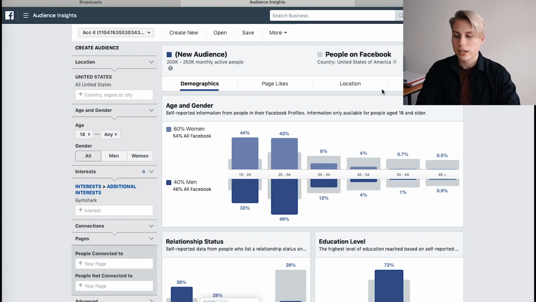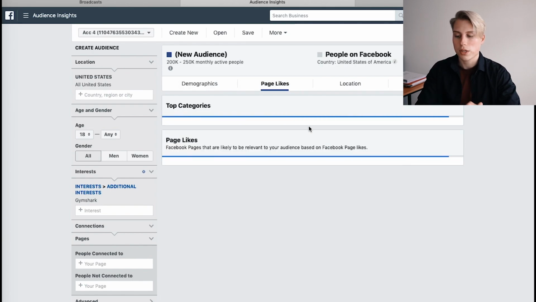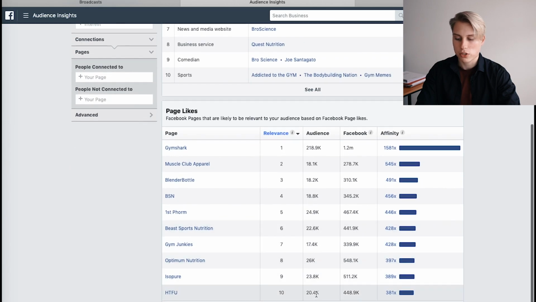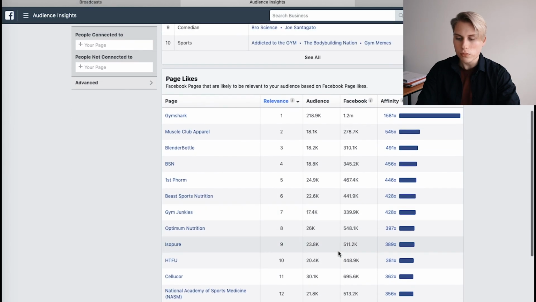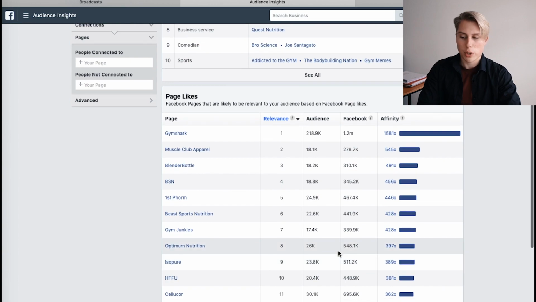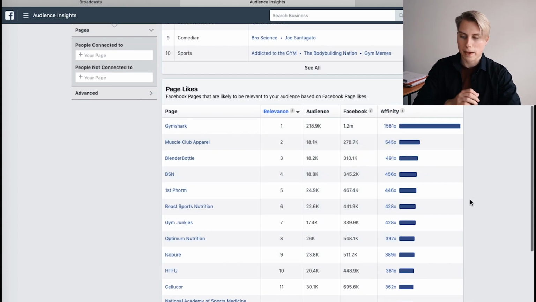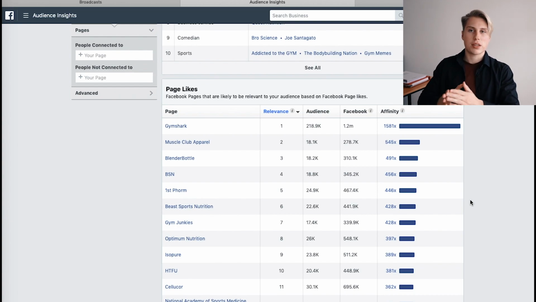Location and activity, because we chose the United States, doesn't make much difference. The most important thing, however, is if you click on page likes, you come down here and you choose see more. Very, very important to see here, you are going to see your affinity score. Now I'm trying to give you the most basic explanation of what an affinity score is.